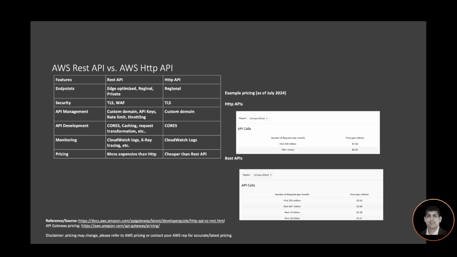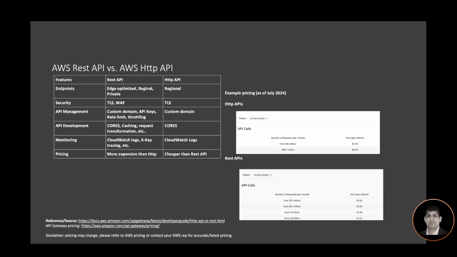Some of the differences at the time of this recording: in terms of endpoint, REST API offers edge optimized, regional and private endpoints. HTTP API offers only regional. Security: REST API has TLS and WAF. HTTP API does not support WAF, it supports TLS. In terms of API management, REST API supports custom domain, API keys, rate limit, throttling. HTTP API supports custom domain but does not support the remaining features.